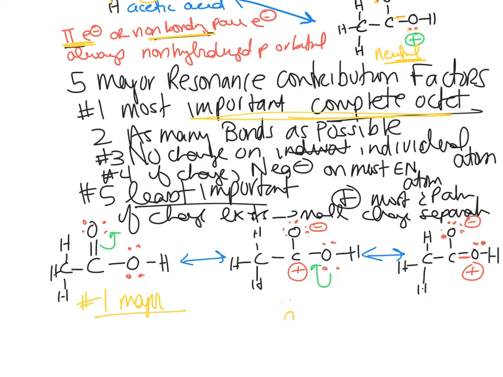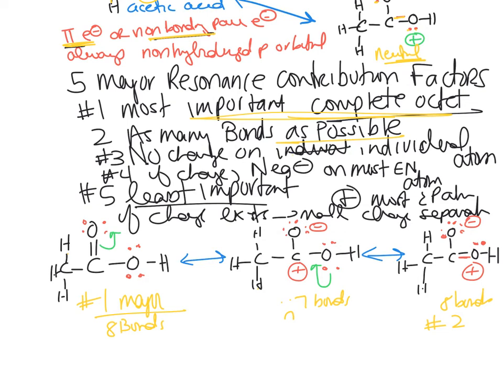As many bonds as possible. 1, 2, 3, 4, 5, 6, 7, 8. This has 8 bonds. You count the lines. 1, 2, 3, 4, 5, 6, 7. 7 bonds. 1, 2, 3, 4, 5, 6, 7, 8 bonds. Okay? And so this would be the next one. So this is number 1. This would be number 2.